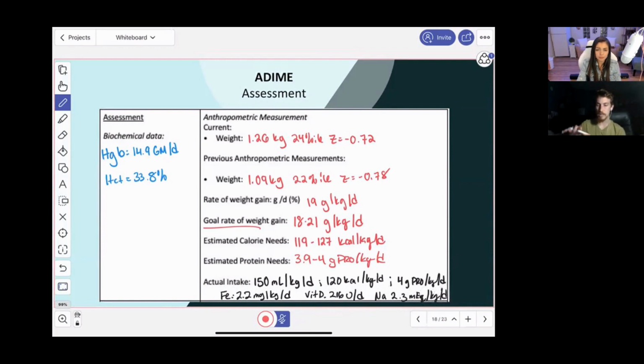So this is a big chunk of the assessment. It's a lot of data that we either have or just recently found, but it is very important because we need to compare this data to the next round. We have the previous weight here, and for the next ADIME, we're going to take this information and use it as well.